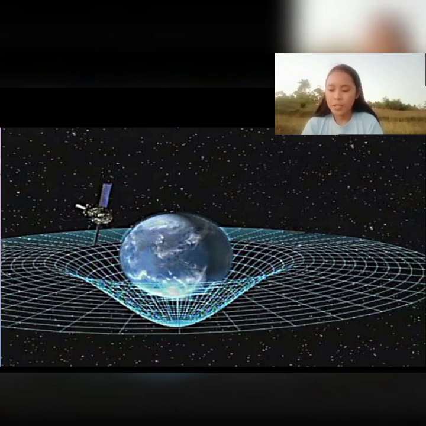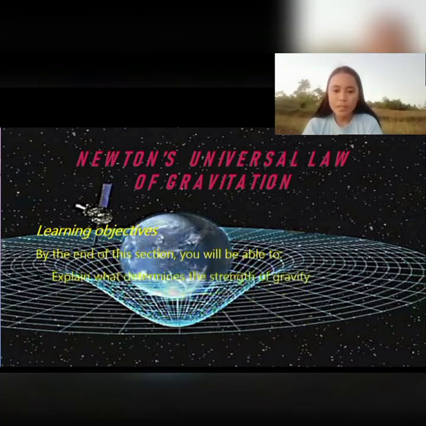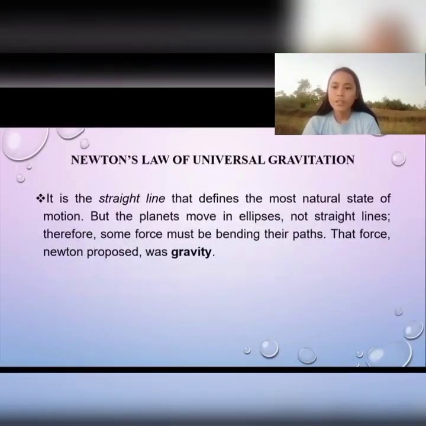If there is Newton's law of motion, then there is also Newton's law of universal gravitation. Now let us proceed to Newton's law of universal gravitation. Learning objectives. By the end of this section, you will be able to explain what determines the strength of gravity, and describe how Newton's universal law of gravitation extends our understanding of Kepler's law.